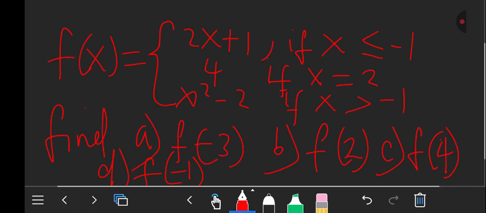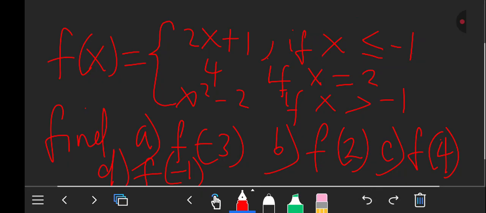The first question is we are finding f of negative 3. So we need to check the expression which includes negative 3. From the domains we have, we can see that the first expression has x values, or the domain, less than negative 1, and negative 3 is less than negative 1. So I'm going to take the first expression, which includes negative 3.